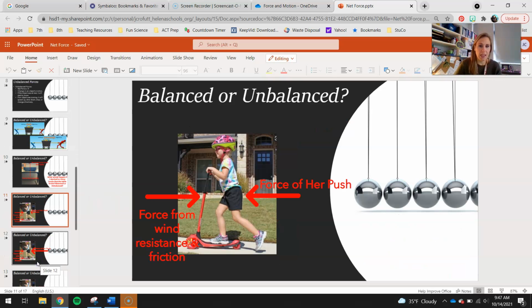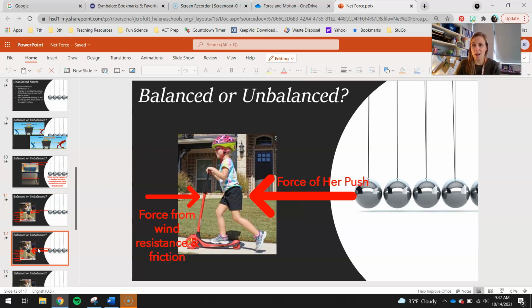Okay, we've got little Susie here cruising along down the street at 100 miles an hour. The force of her push is equal to the force of her wind resistance and her friction from being out on the sidewalk and out in the environment. So those two arrows are equal, so this would be an example of a balanced force. Susie's going to keep moving at 100 miles per hour as long as those forces do not change.